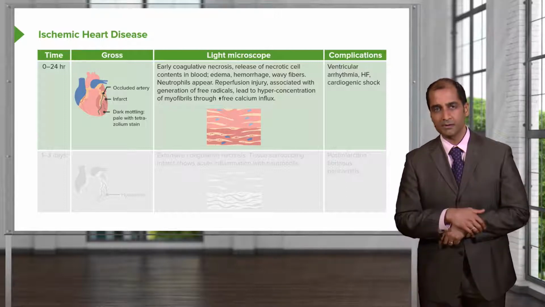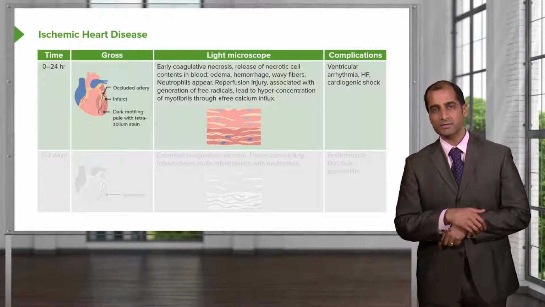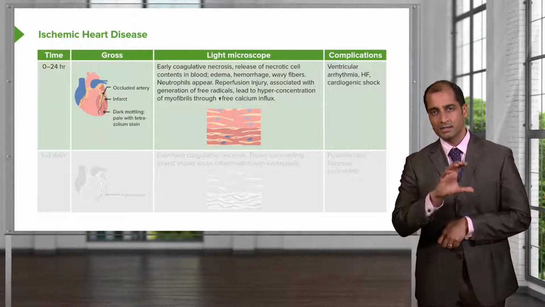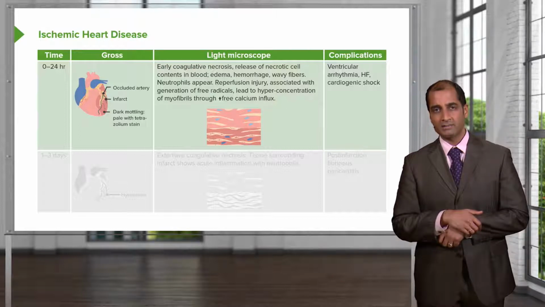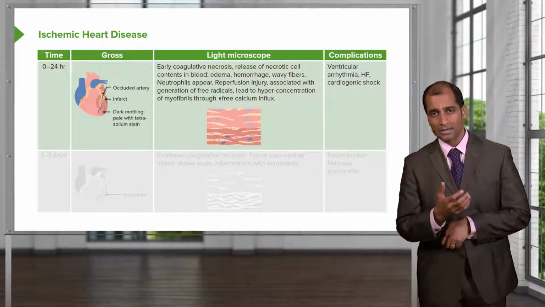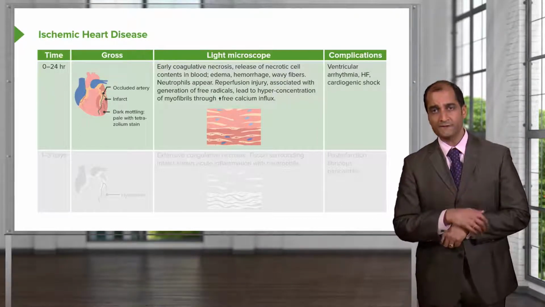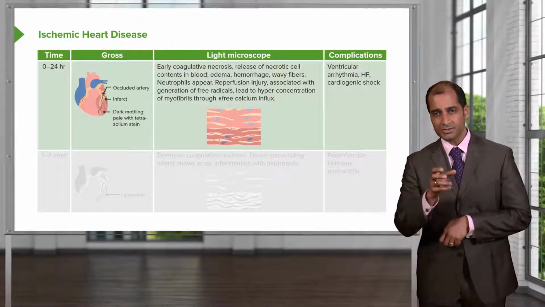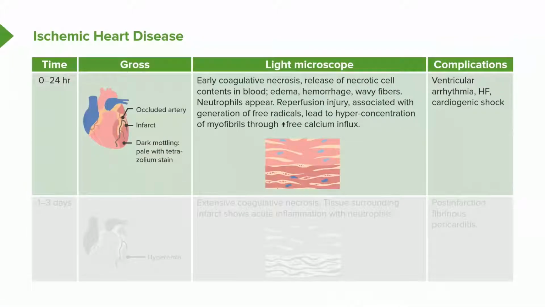Gross changes. Pale. Why is it a pale type of necrosis or pale type of infarct? Because there's only one blood supply to that particular tissue or organ. Light microscopy. Early coagulative necrosis, preservation of your architecture. Wavy fibers. So what you're seeing here in this schematic is cardiomyocytes, and they should be nice and parallel normally. Do you remember this from histology?